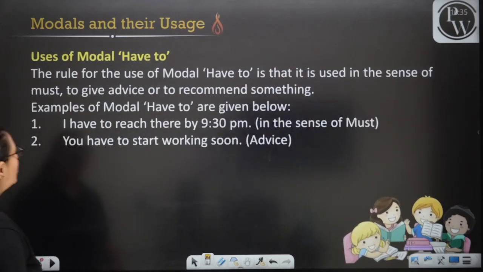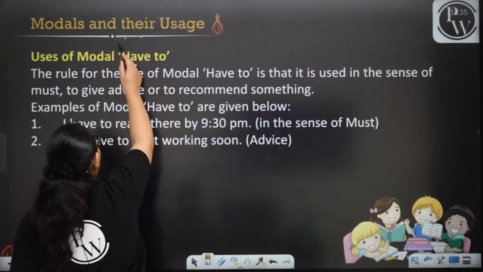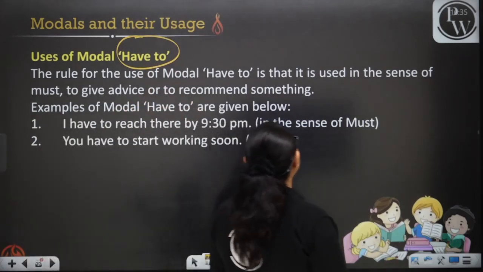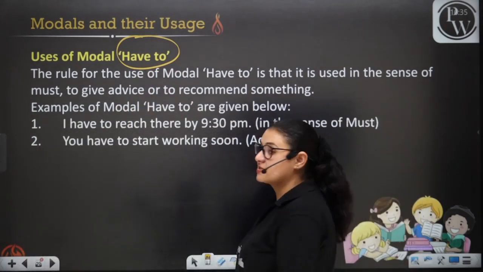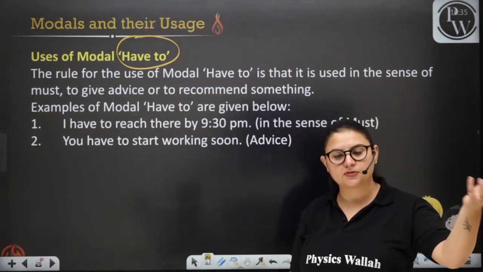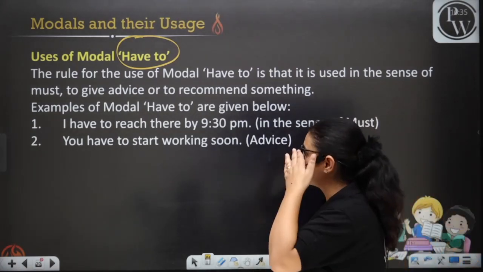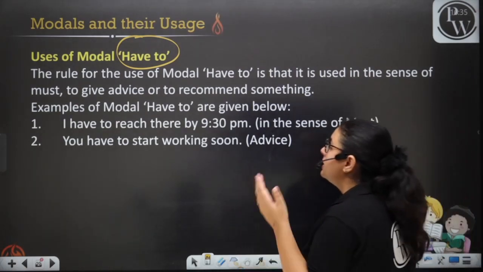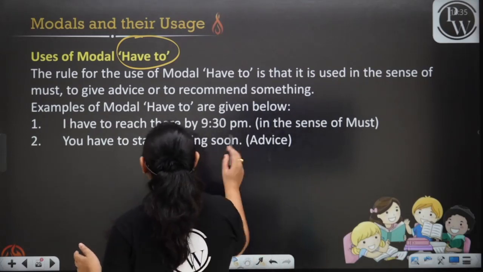Now, uses of modal have to. Have to is something that we use a lot. Have to is used in the case of must. When you use must, you can also use have to. Have to and must are replaceable. They can be used in each other's place. This is used to give advice or recommend something. Examples of modal have to are given below.